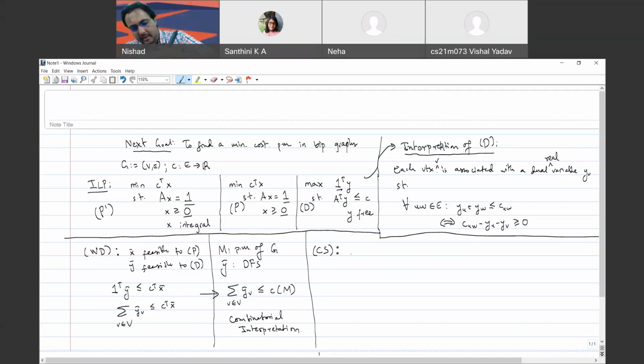Okay, so let's say we have a feasible solution to the primal, and we have a feasible solution to the dual. So the complementary slackness theorem says that x bar is optimal for P, and y bar is optimal for the dual, if and only if the CS conditions hold. There is only one CS condition. Okay, and what is that?